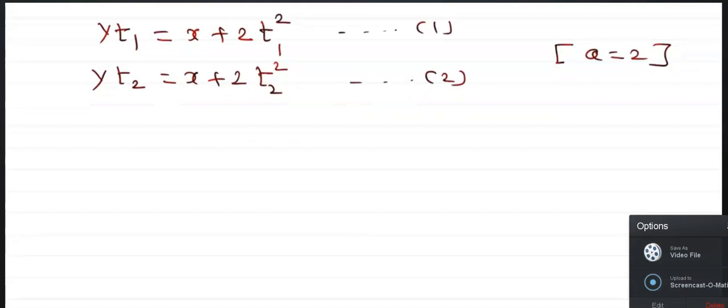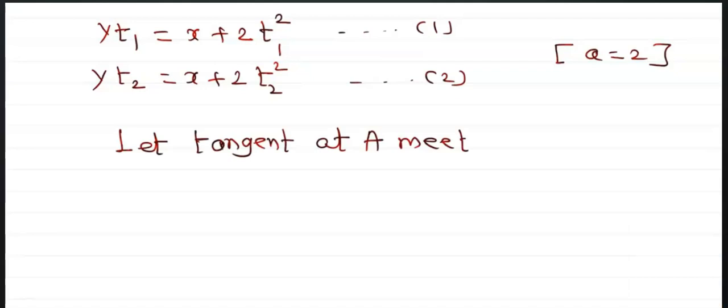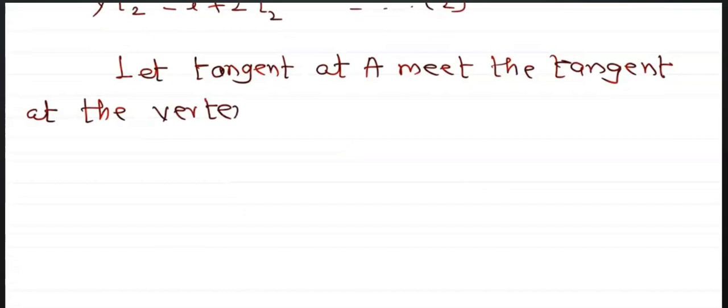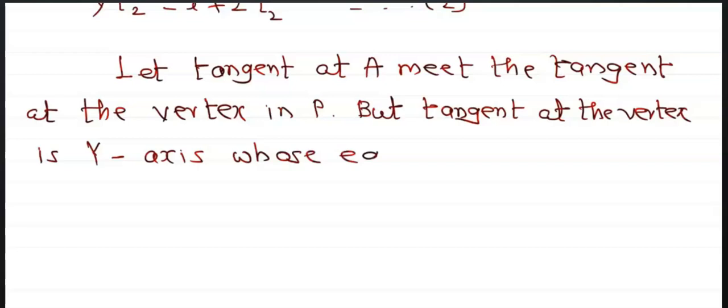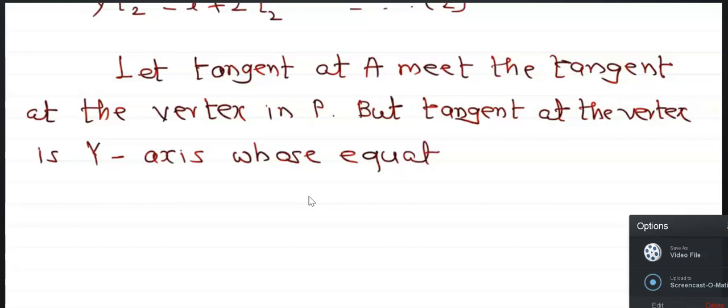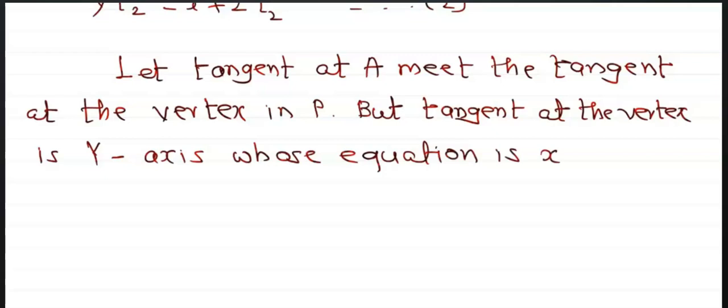Next, let the tangent at A meet the tangent at the vertex in P, but the tangent at the vertex is the y-axis. We draw the tangent to that parabola at the points A and B. They meet the tangent at the vertex, but the tangent at vertex is nothing but the y-axis, whose equation is x is equal to 0.